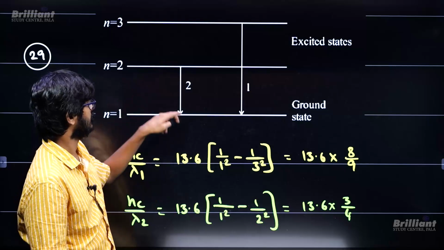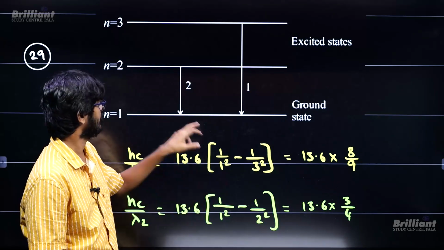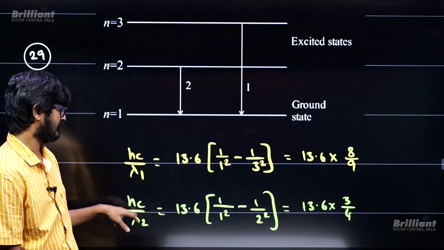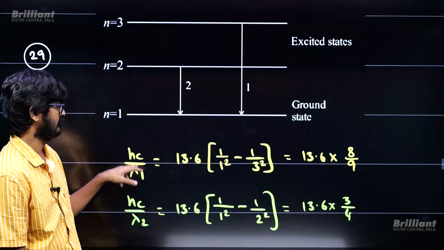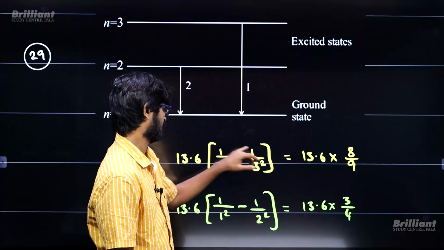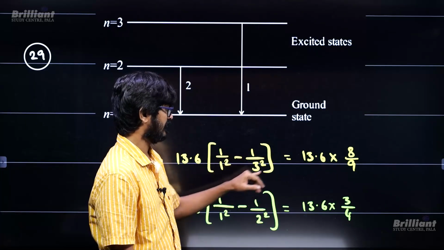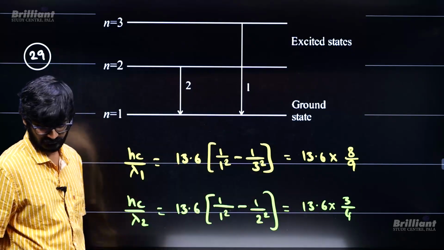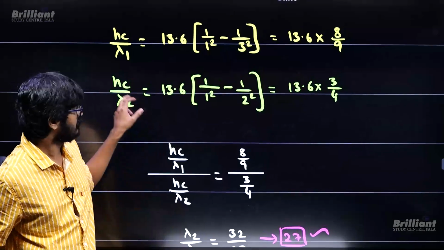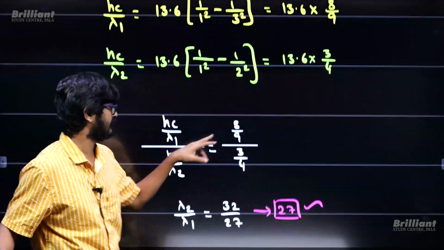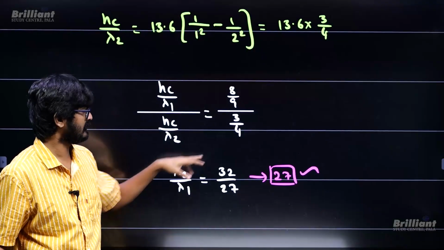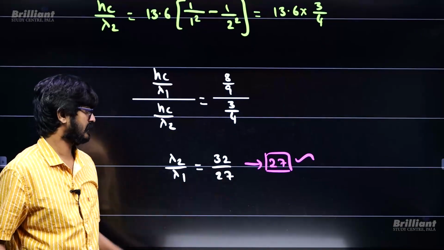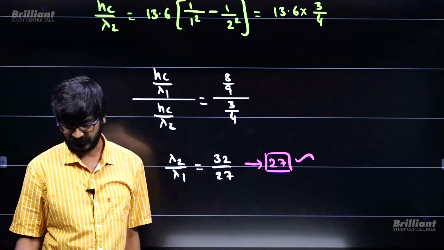Now if something goes from here to here, the energy difference will be 13.6 into 1 by 1 square minus 1 by 2 square. This energy will be coming out as photon of wavelength lambda 2, hc by lambda 2. Now this one I just took LCM, so 8 by 9, this will be 3 by 4. So I have taken the ratio of these two. Once I take the ratio, 13.6 will get cancelled, 8 by 9 by 3 by 4. This one will be lambda 2 by lambda 1, this will be 32 by 27, right. They are asking lambda 1 by lambda 2, which will be 27 by 32.